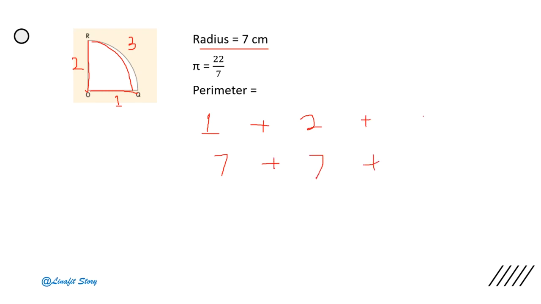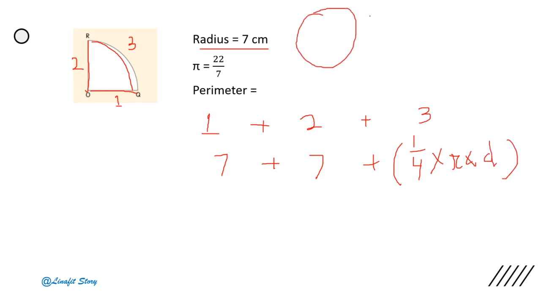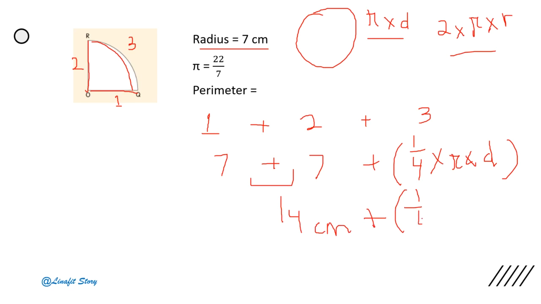Then how to get the length of number 3? So 1 out of 4 times pi times diameter. Don't forget to get the circumference of a whole circle, there are two formulas. You may use pi times diameter or 2 times pi times radius. So 7 plus 7 equals 14 cm plus 1 out of 4 times 22 out of 7 times 14.